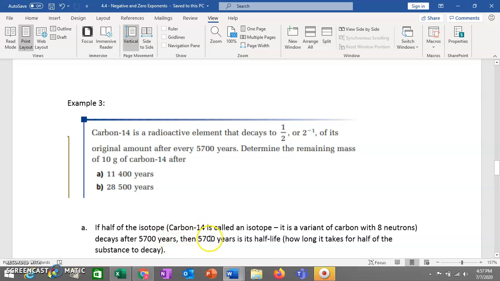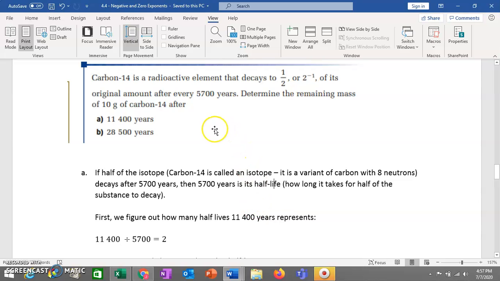So after 5,700 years, some of the carbon-14 has changed into something different, and it no longer exists. So in fact, after 5,700 years, half of your sample has changed into something else. So we say that 5,700 years is a half-life. Okay, so every 5,700 years, half of what you have disappears. So if you have 10 grams of carbon, in 5,700 years, you're only going to have 5. You lose half of it.